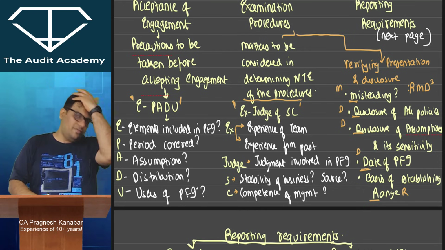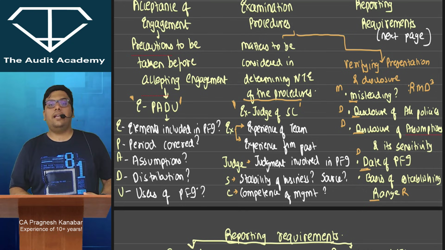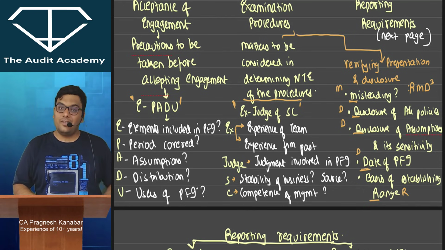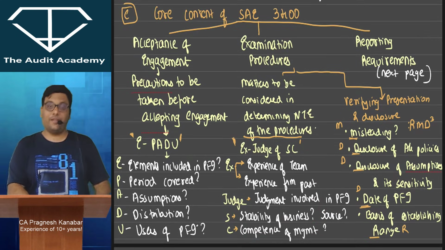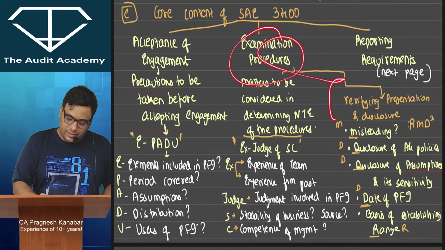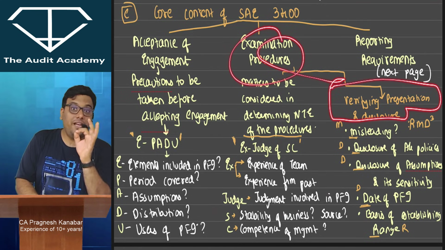Because if a startup founder is preparing it, then he may say that in the next 4 years he will be bigger than Google. All right, so it is better to also see the competence of the management. Okay, examination procedures. Verifying presentation and disclosure.